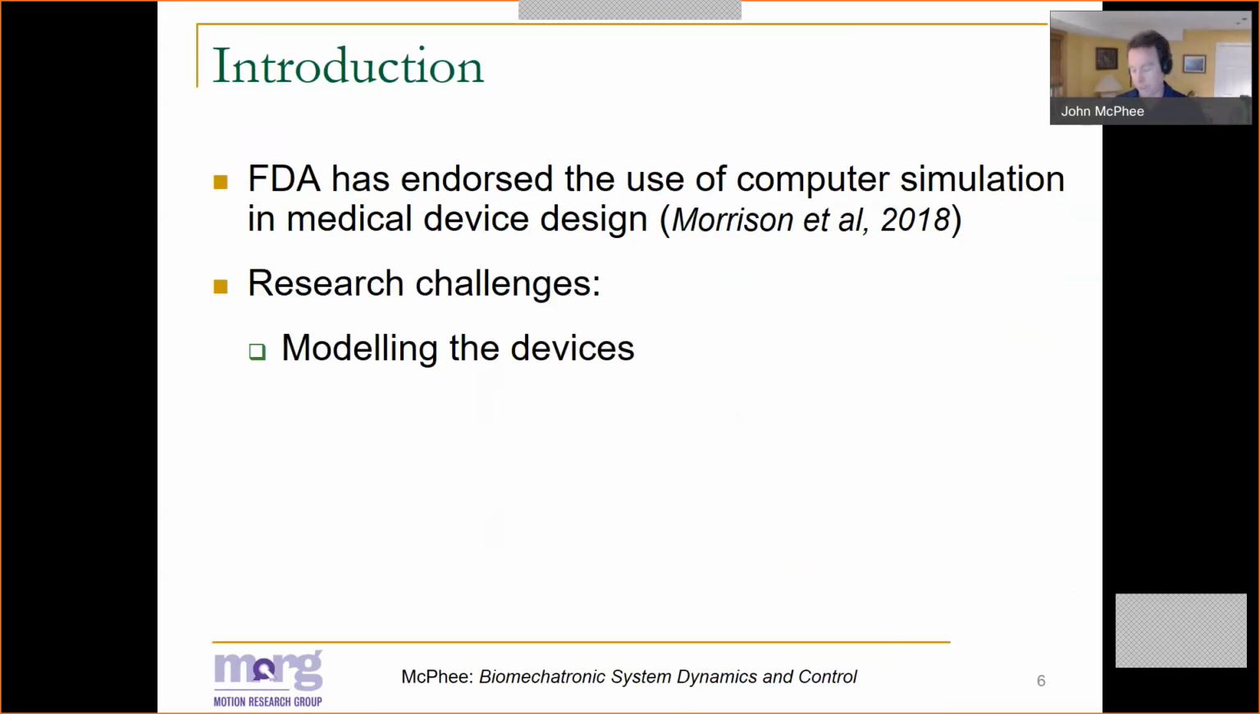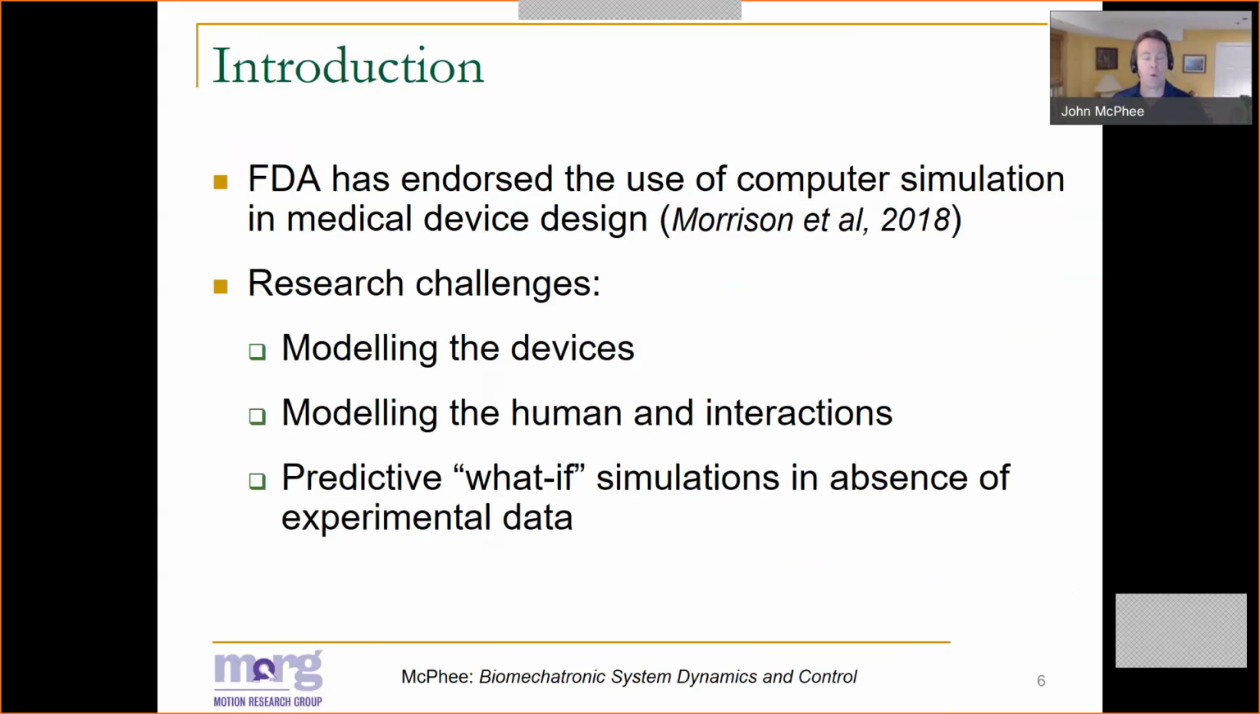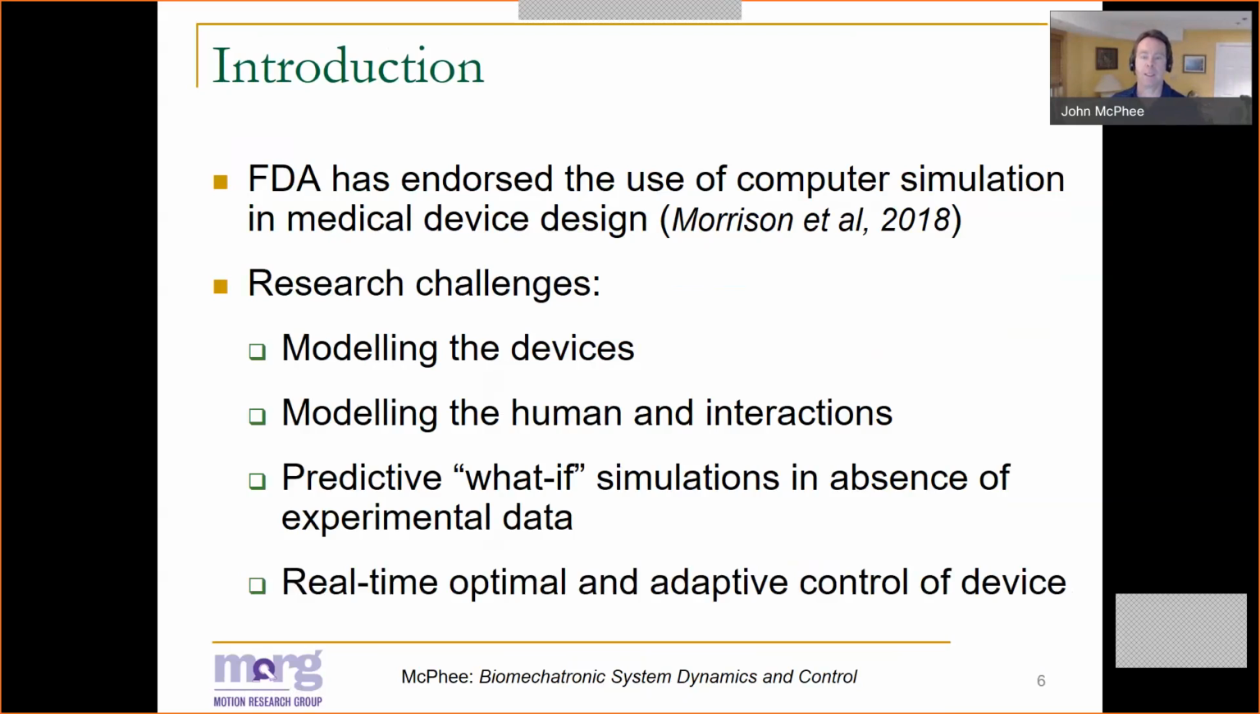There's very many challenges in creating these simulations to support device design. First of all, we have to model the device. Well, we have a relatively good handle on that, but modeling the human and their interactions with the device can be extremely challenging. Furthermore, if we don't have experimental data and we're trying to do what-if simulations to predict what will happen if a user were to use a device, then that is another research challenge. And finally, if this is a device that's being used by a human, presumably the control has to occur in real time, which is a remaining research challenge that we are tackling in our group.